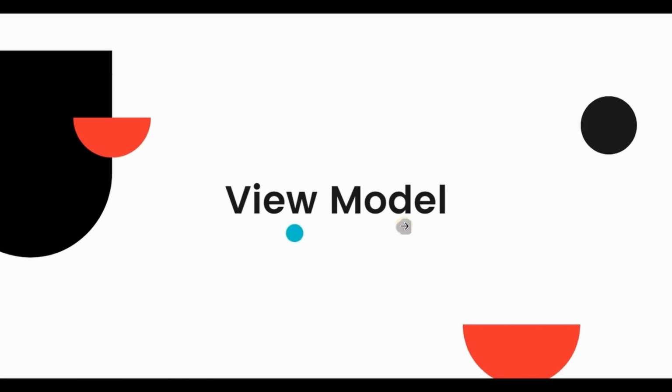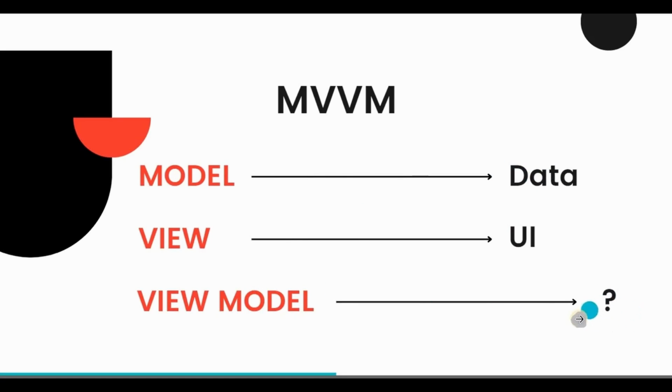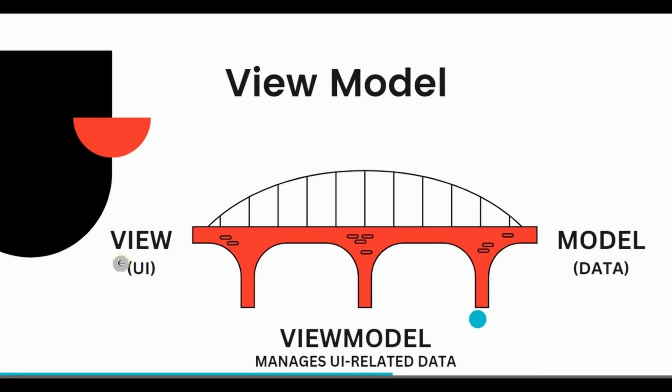And then comes the ViewModel. As you already know, view handles UI and model represents data. But now the question is, how will UI and data communicate with each other? And that's where ViewModel comes into the picture. So ViewModel acts as a bridge between view and model. It is responsible for preparing and managing data between model and UI.